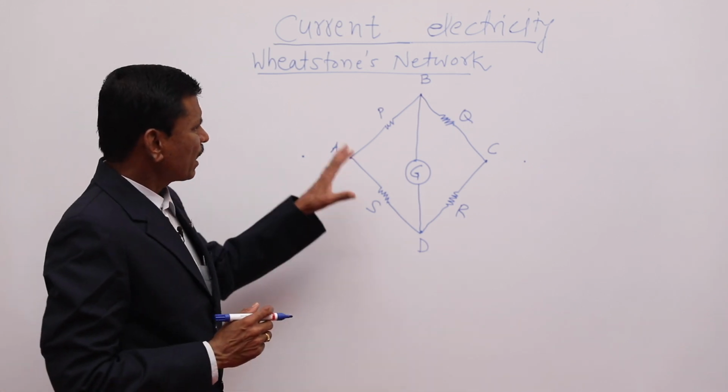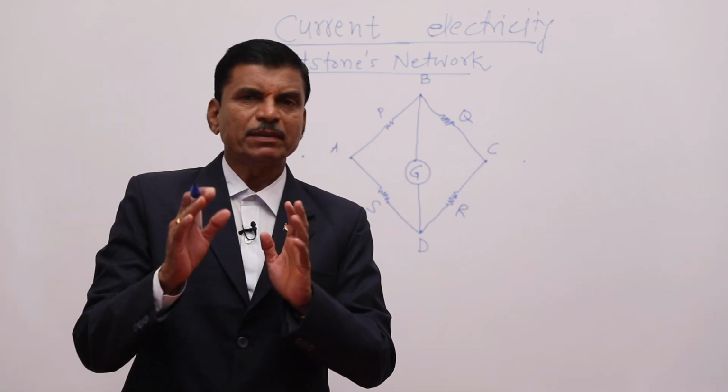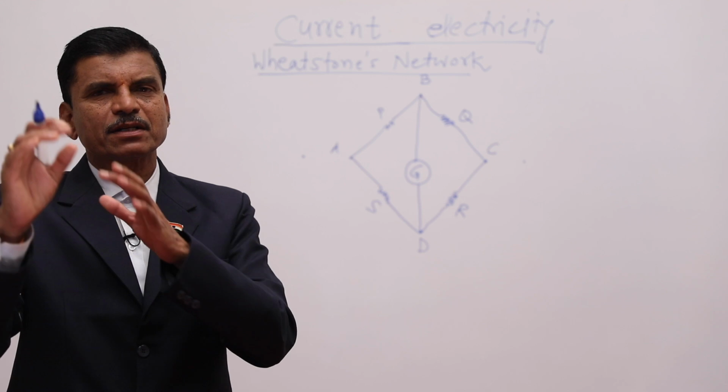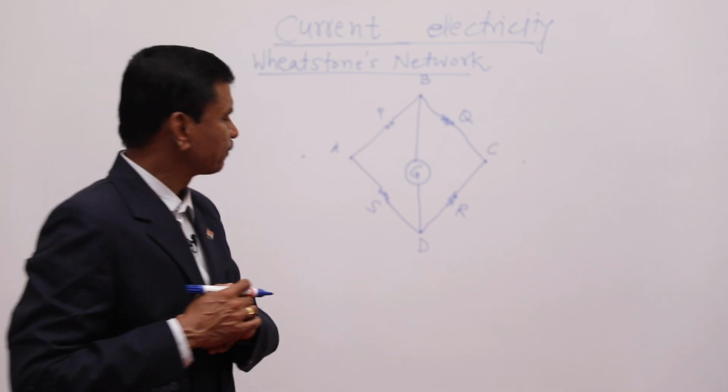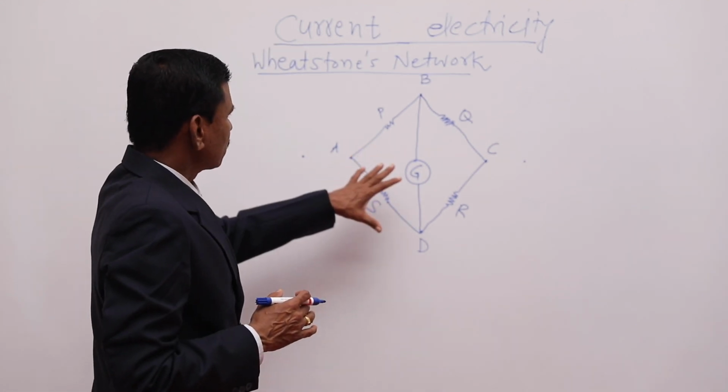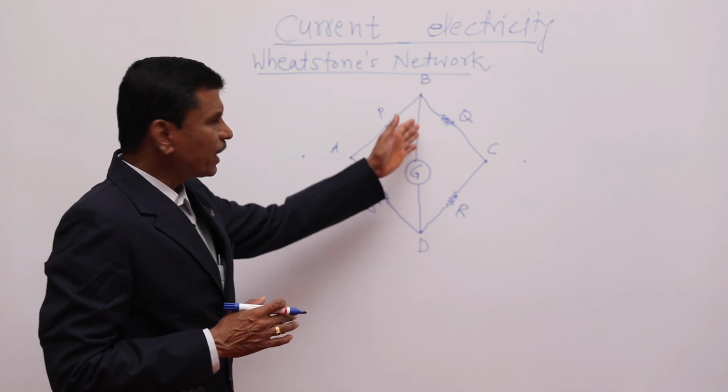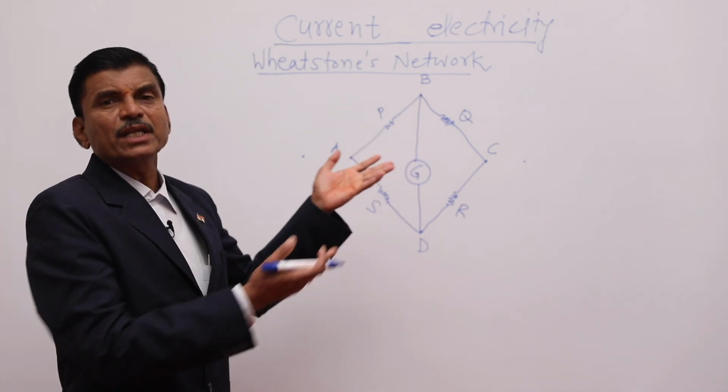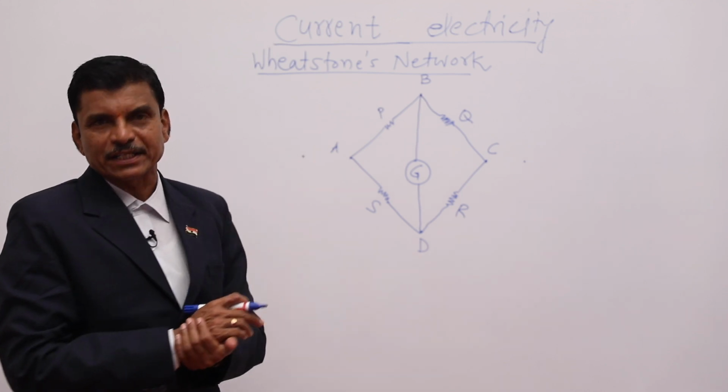Okay. So there are actually 5 resistances. The galvanometer will have a certain resistance. Let its resistance be capital G. So will current flow here in the circuit? No, no current supplying agency is connected here.